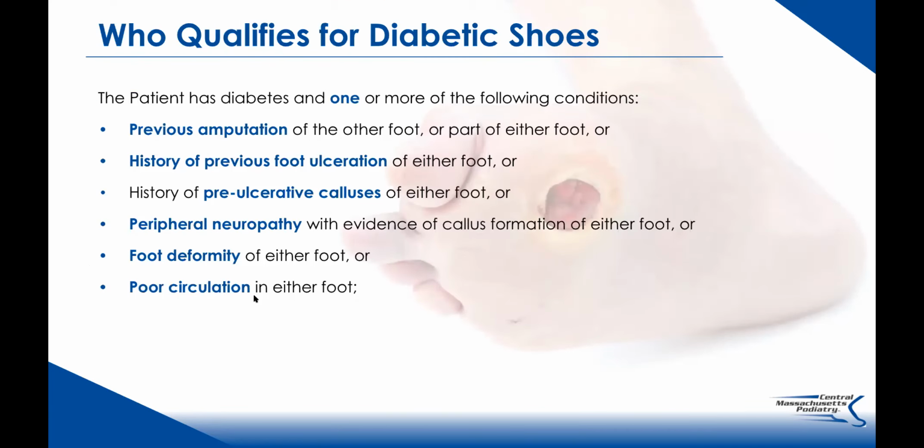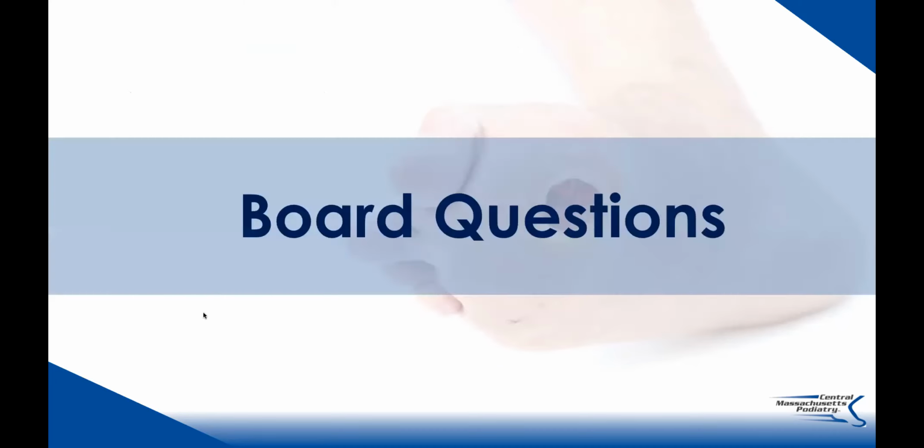Who qualifies for diabetic shoes? You have to have either a previous amputation, a history of an ulcer, or a callus with blood underneath it. It's called a pre-ulcerative callus. You have to have neuropathy, a foot deformity like a bunion, hammertoes, something like that, or poor circulation. So that's most people. Okay, those are who qualify for diabetic shoes.